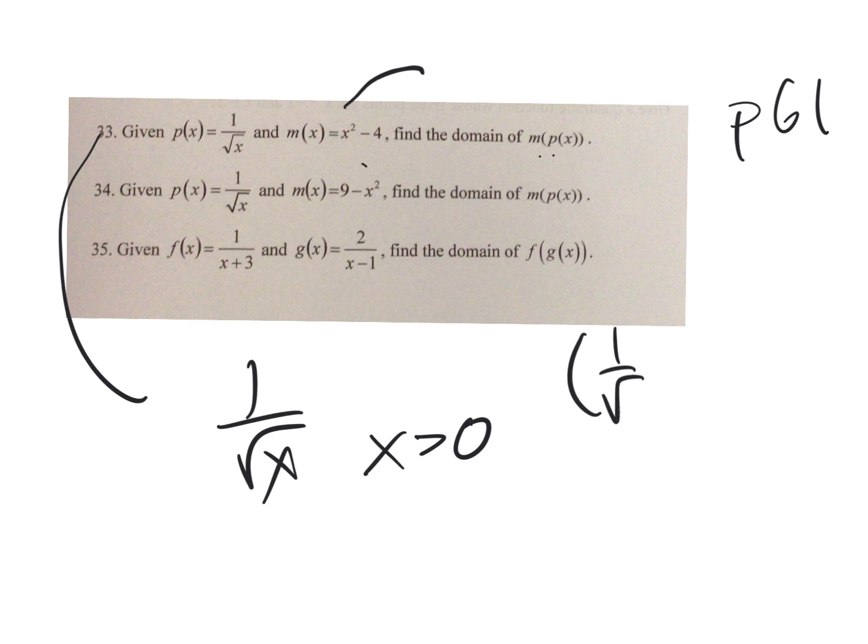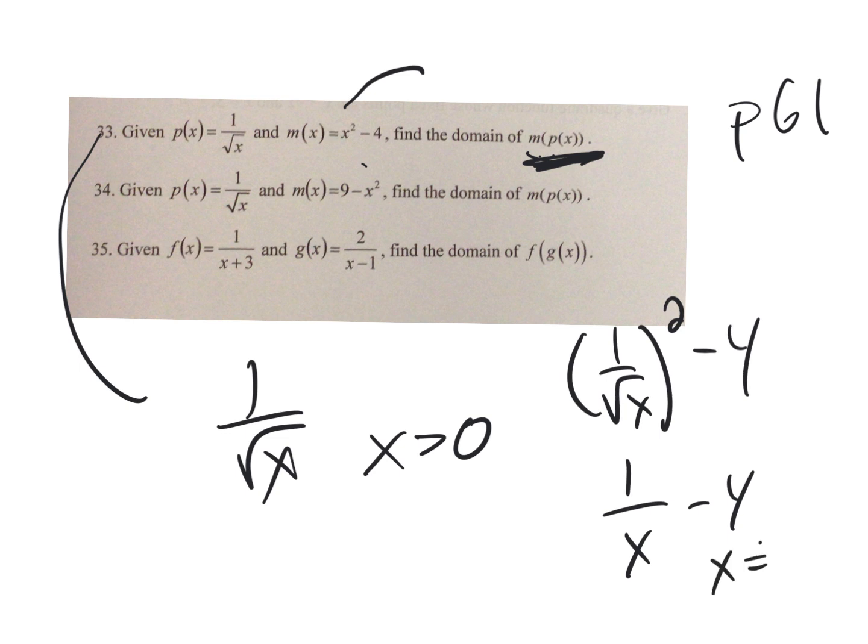So what we're going to do is drop in that 1 over the square root of x squared minus 4 into our m of p of x. That's right. And algebraically, we could square that fraction and we could get 1 over x minus 4. If I just consider that, that would tell me that x can't be equal to 0, but it could be anything else. But remember this original domain limitation? That holds, that doesn't go away.